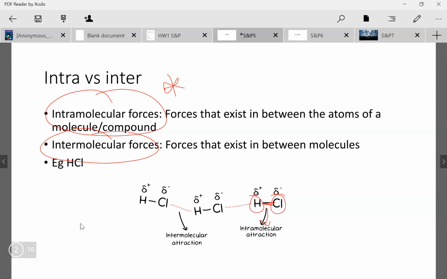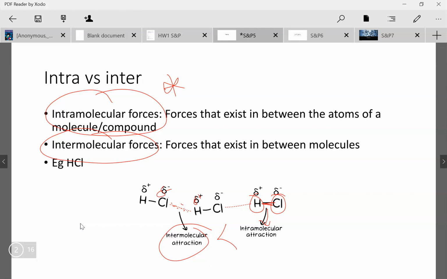And then intermolecular forces are the forces that exist in between the molecules. So this is between two molecules of HCl. So this bit of attraction right here. Most intermolecular forces are weaker than intramolecular forces. So, for example, the intermolecular force here would be a dipole-dipole force. So this delta positive and delta negative charge slightly attract each other, and therefore the bond is formed.